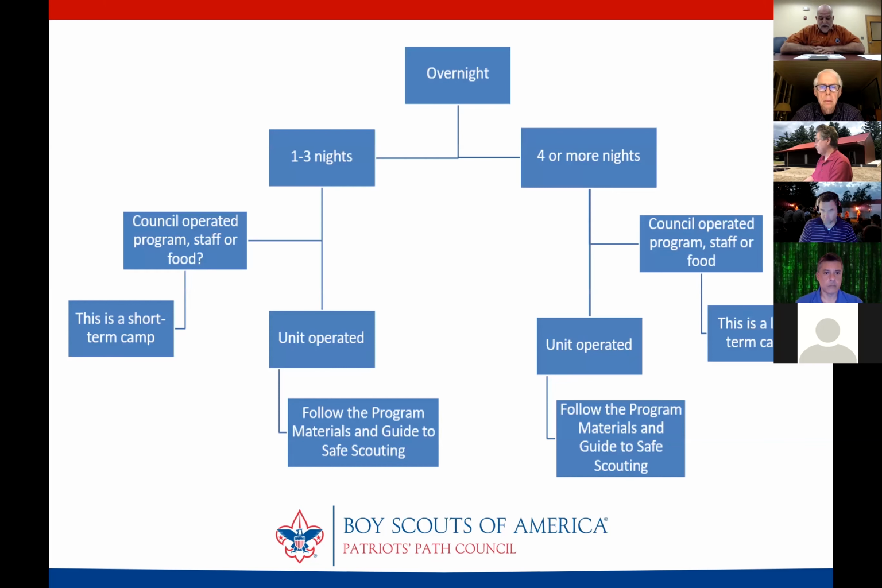There's a nice little chart to tell you how this works. So 1 to 3 nights, council-operated program, staff or food is a short-term camp. 1 to 3 nights, unit-operated, you follow the program materials and the Guide to Safe Scouting. 4 or more nights, unit operated, you follow the Guide to Safe Scouting and program materials. And if it's a council operated program with staff and food, that's a long-term camp. That's a pretty good flow chart in my mind of how you're going to divide this up. So this doesn't qualify for unit operated activities of 1 to 3 nights.